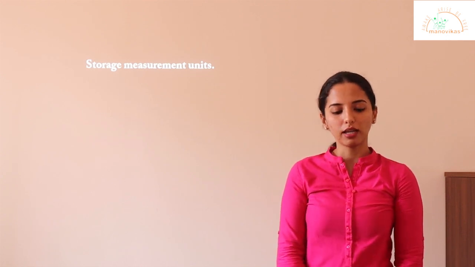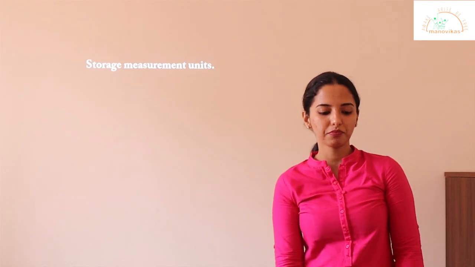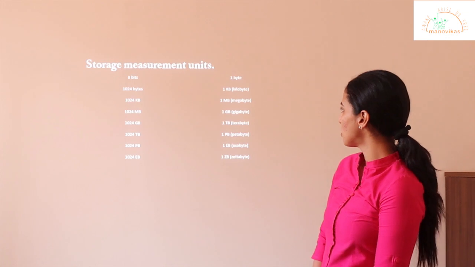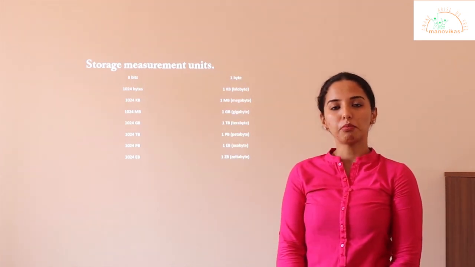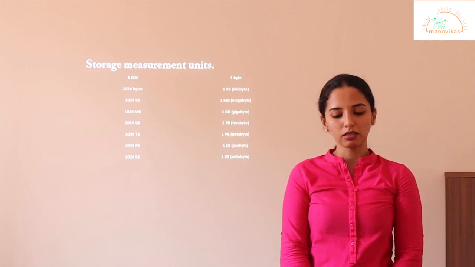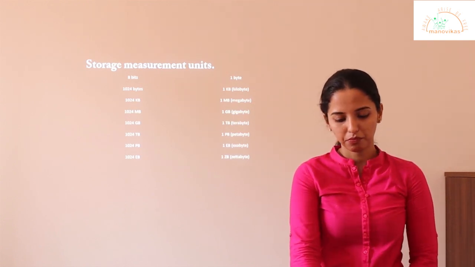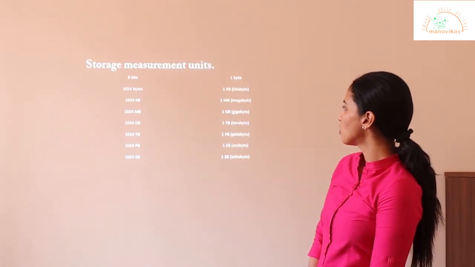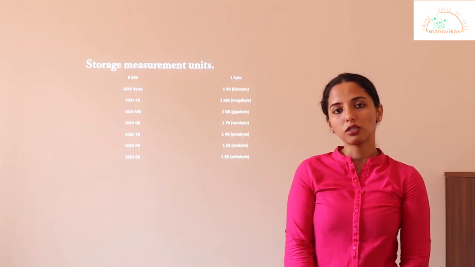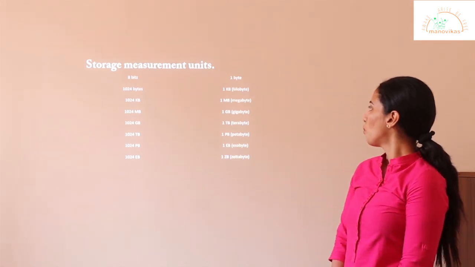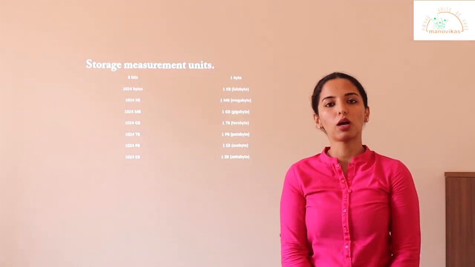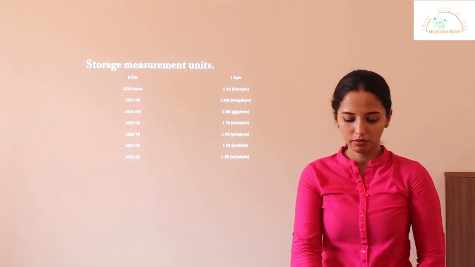Now let us look at the storage measurement units. A combination of 8 bits make 1 byte. A byte is the smallest unit of storage which represents a character in a computer. Similarly, 1024 bytes make 1 kilobyte. 1024 kilobytes make 1 megabyte. 1024 megabyte makes 1 gigabyte, and so on.